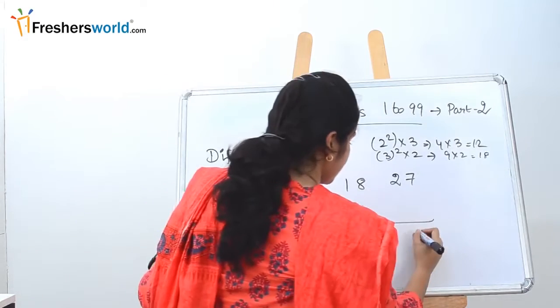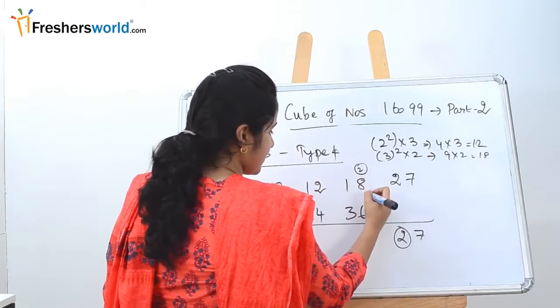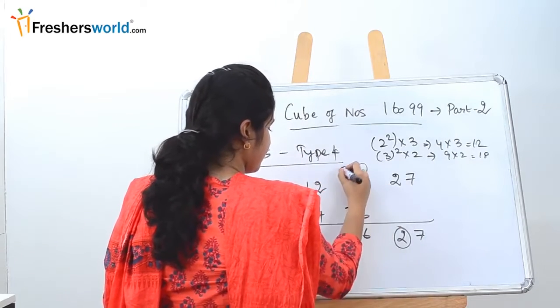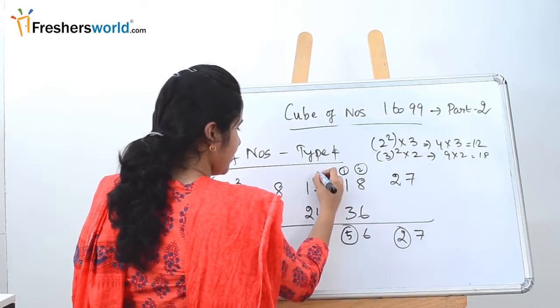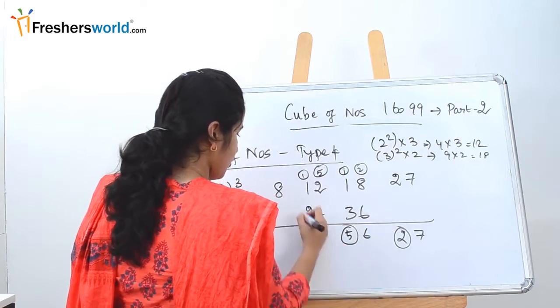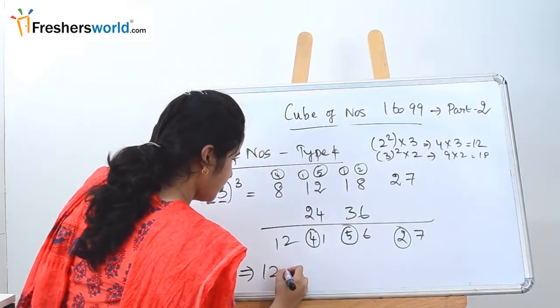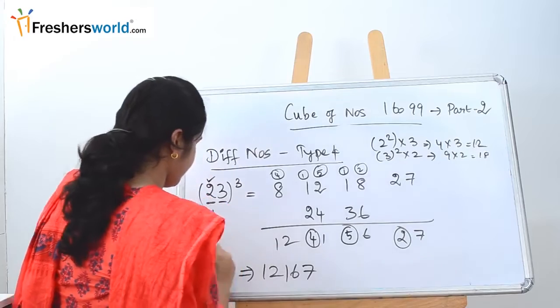Add it. So 27, 2 will be carried over here. 10, 6, 5 will be carried over here. 7, 11, 4 will be carried over here. So 12. So 12167.